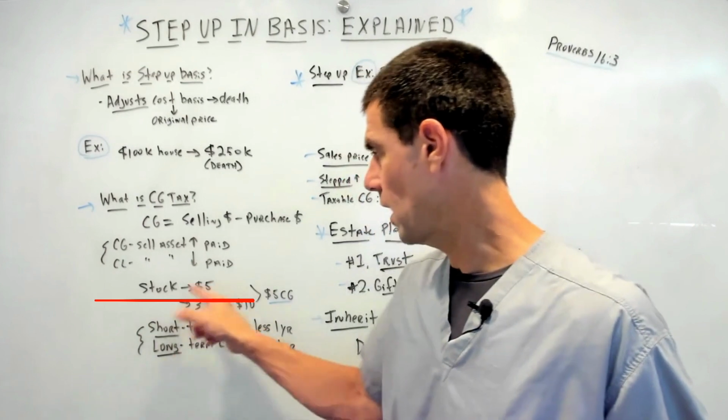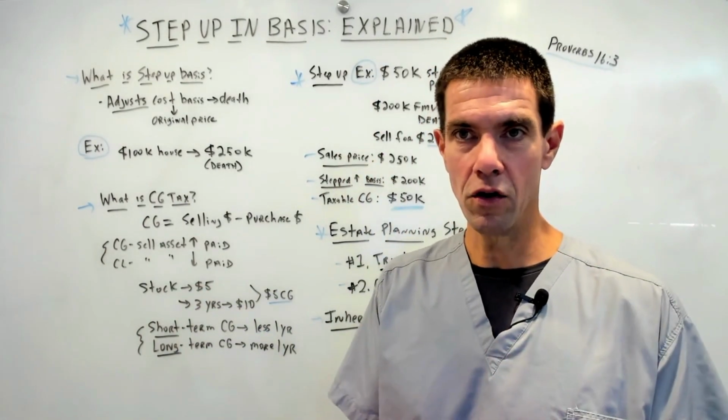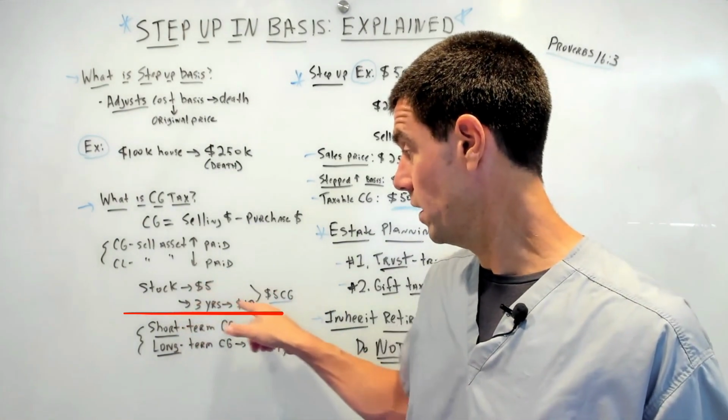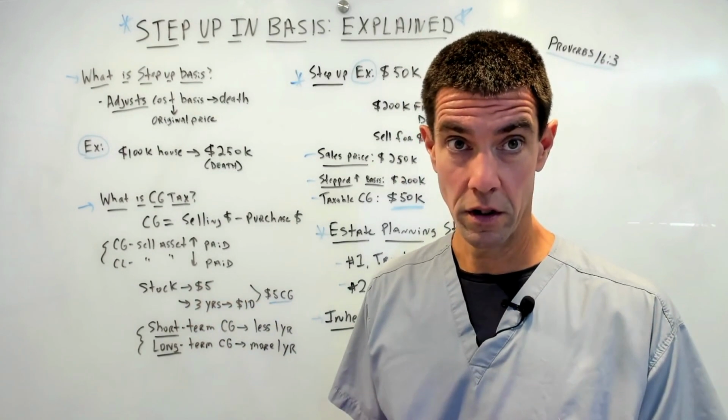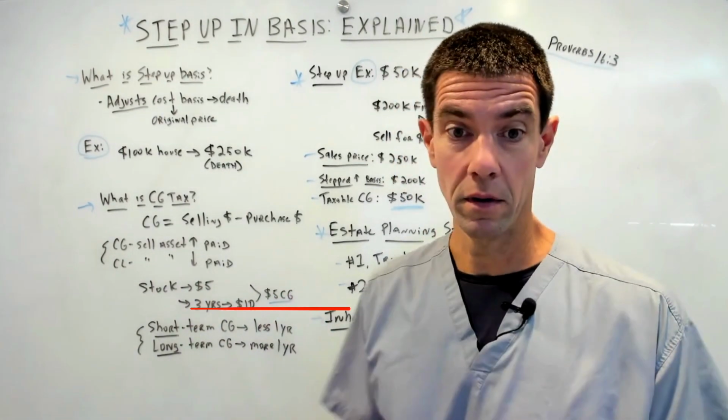So let me give you a very simplistic example. Suppose you bought a stock for $5, all right? You held that stock for 3 years. In 3 years, you decide to sell it. That stock has doubled in value, so over 3 years, it's doubled to $10. So the difference between the purchase and the selling price is $5, okay? That's your capital gain.